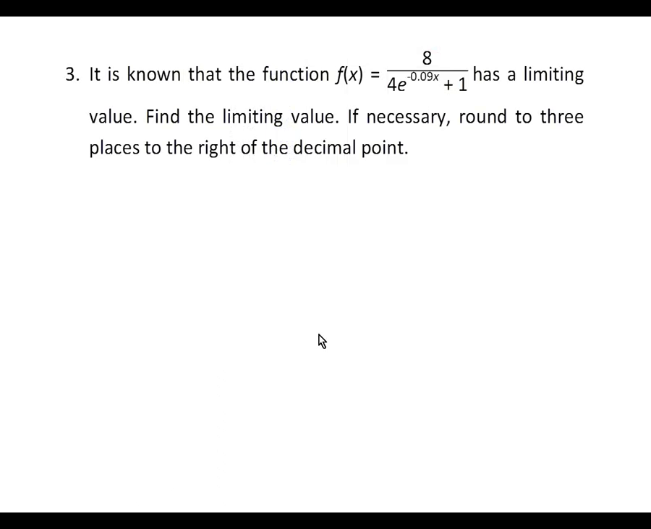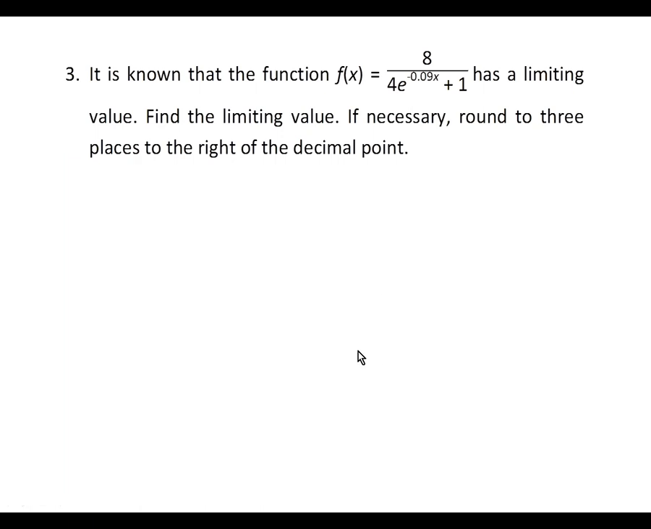Number 3, it says, it is known that the function f of x, which is equal to 8 over 4 times e raised to negative 0.09x plus 1, has a limiting value. Find the limiting value. If necessary, round to 3 places to the right of the decimal point. So notice in the previous one, it worked out to be 0.6, but you need to round. This one, because of the e, perhaps maybe we might have to round.